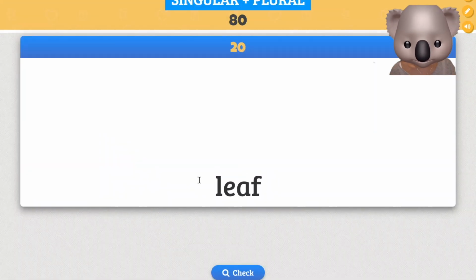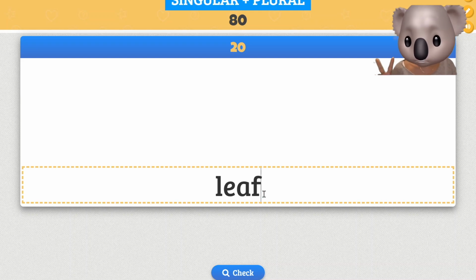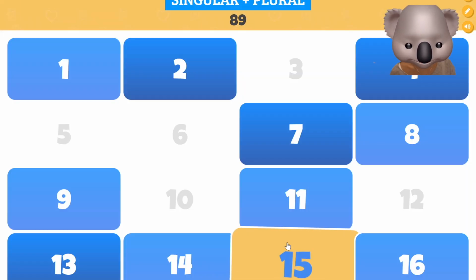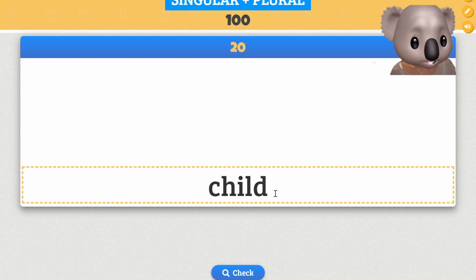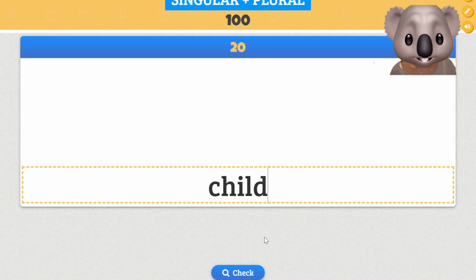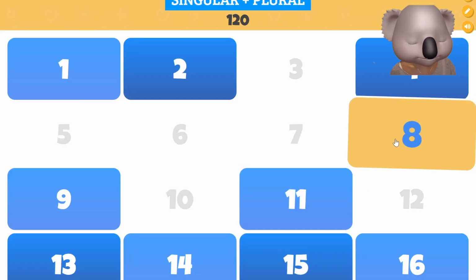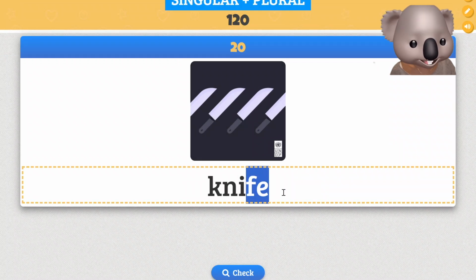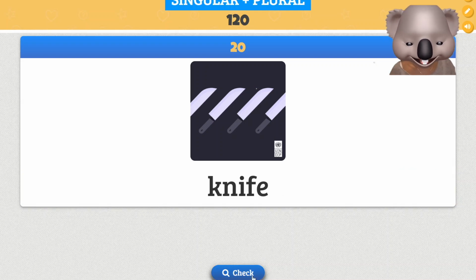Number 5. Leaf. We have an F. F changes to VES. Number 7. Child. This one is irregular as well. Children. CHILDREN. Number 8. Knife. FE로 끝나네. F turns to VES.